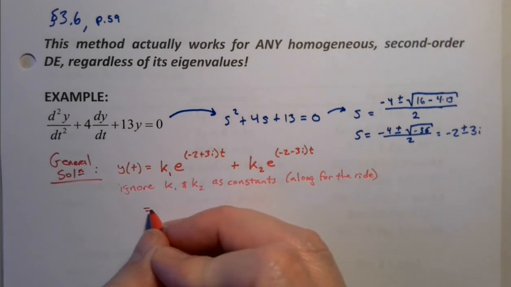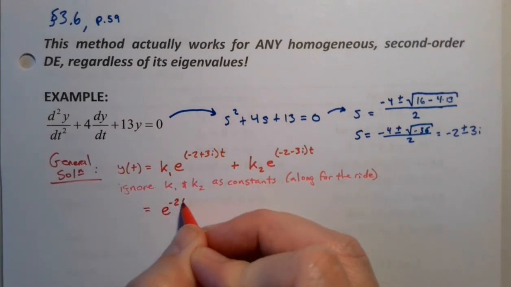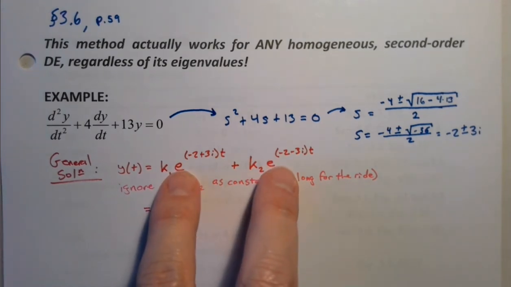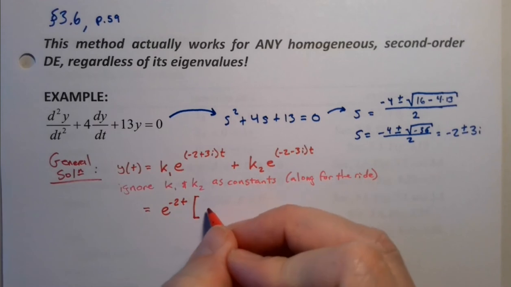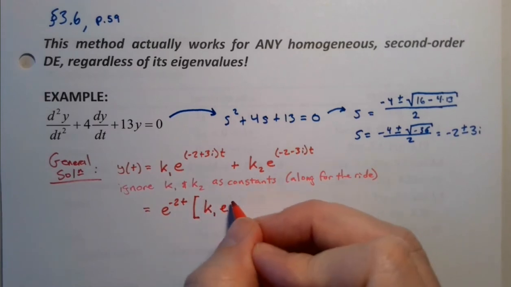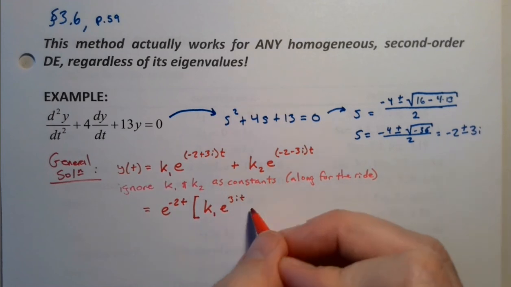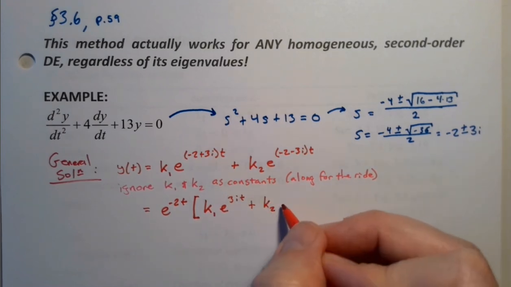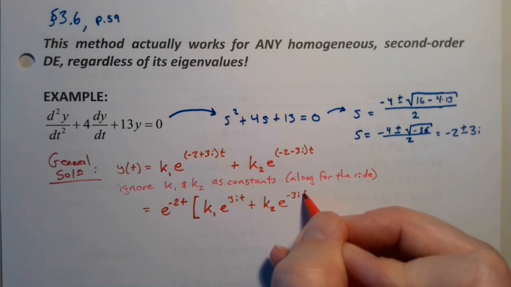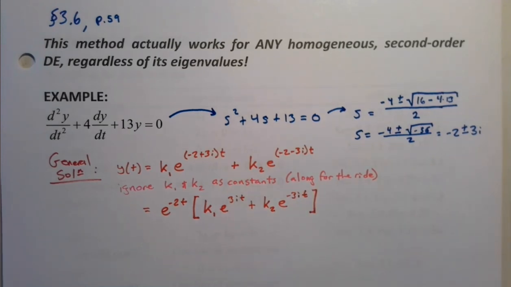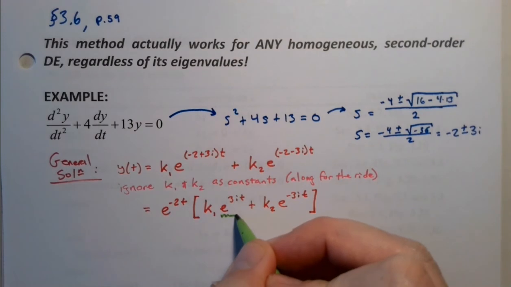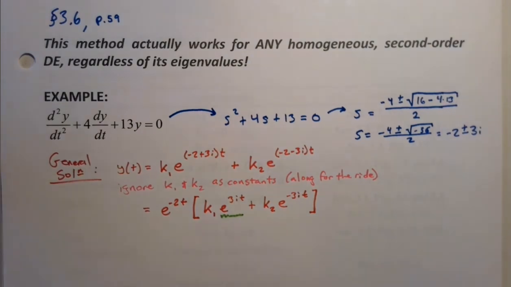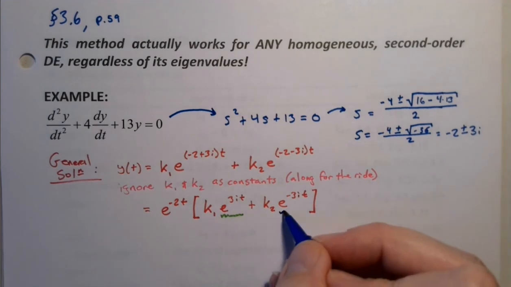And so my y of t is going to be equal to, I'm going to factor out e to the -2t, because that's a common factor for both of these two terms. And then what I have left inside is k1 times e to the 3it, and then the other one is k2 times e to the -3it. Both of these I'm going to expand, and I'm going to use a little color coding here to follow along with what's going on. So let me see if I can get some different colors that'll show up. Okay, that's going to be my green, so I'll hold on to that. And just for giggles, I'll make this blue. It's a little bit darker.